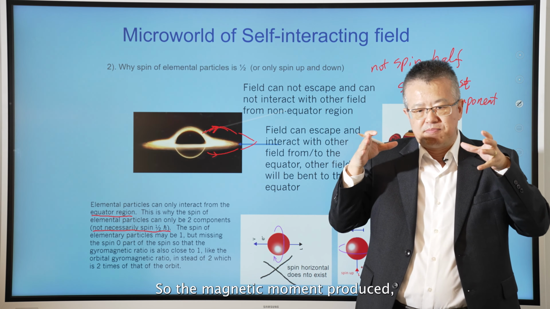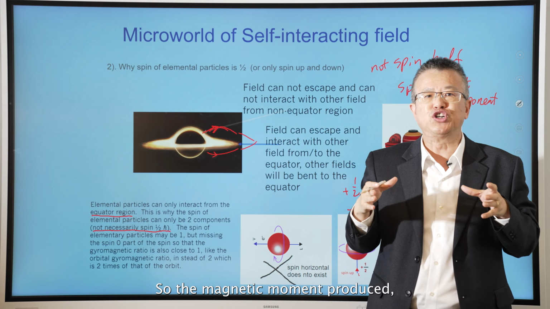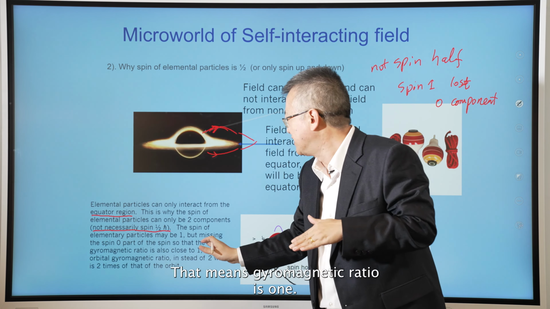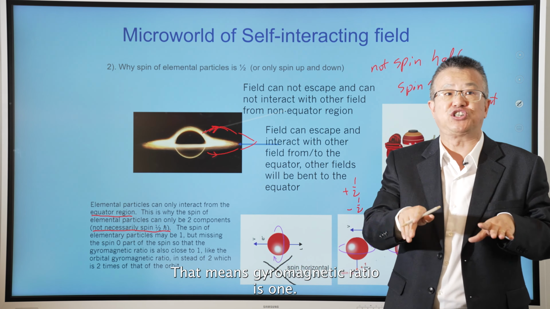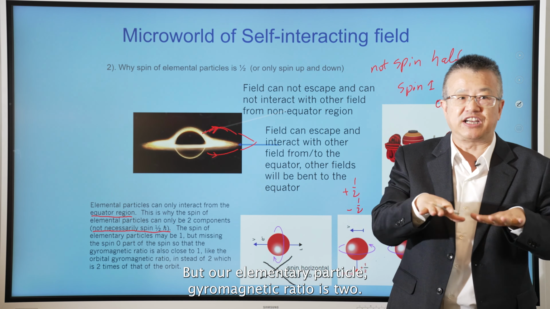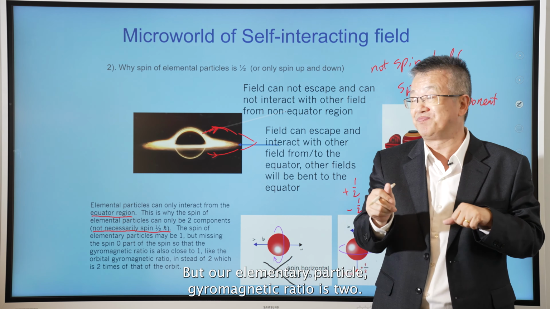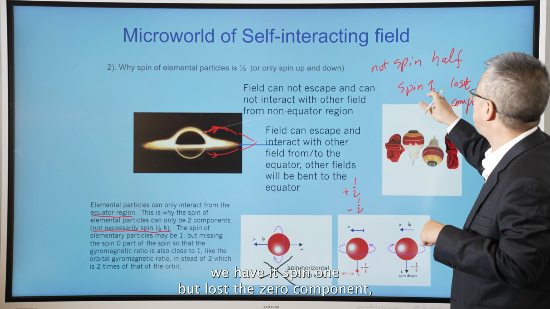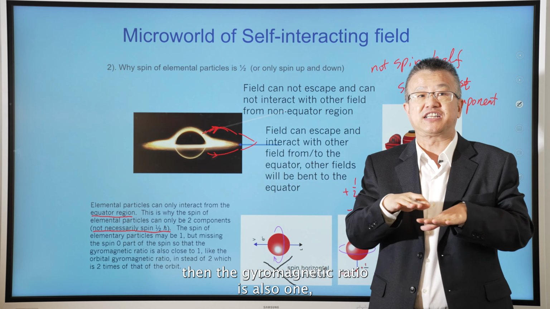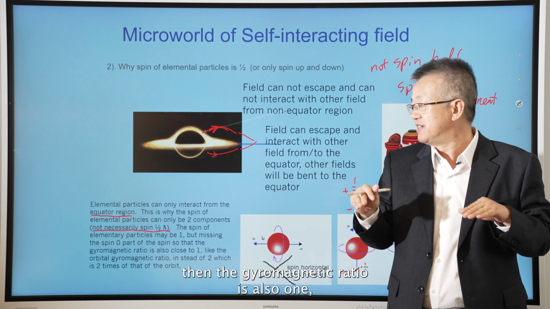So the magnetic moment produced equals 1, okay? That means the gyromagnetic ratio is 1. But our elemental particle gyromagnetic ratio is 2. If we have its spin 1 but lost the zero component, then the gyromagnetic ratio is also 1.